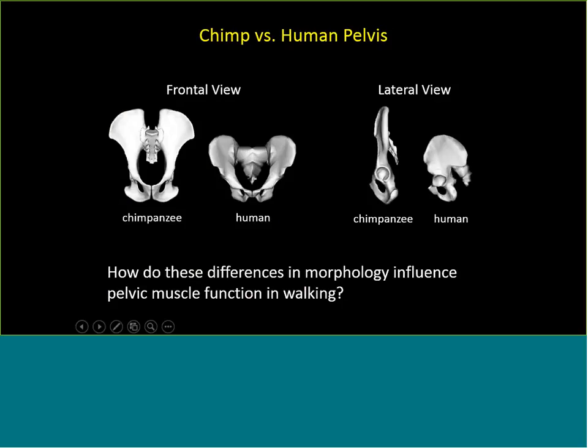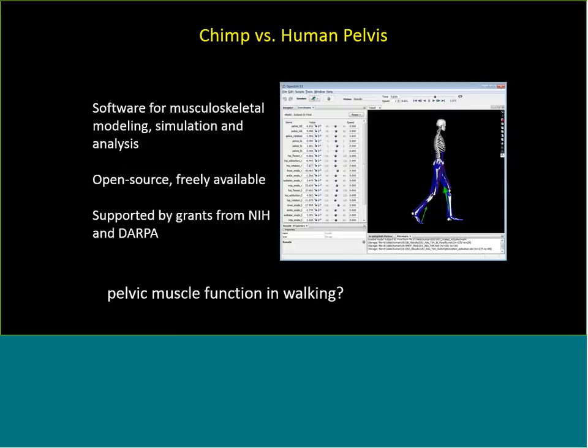And we want to know what are the effects of these differences in morphology for pelvic muscle function in walking specifically. And so these red ovals I've put in show the approximate attachment points of the gluteus medius, and you see they're attached at about the same location on the bone, but because the bone is shaped very differently, presumably there might be some differences in how these muscles function that relate to the development of bipedalism.